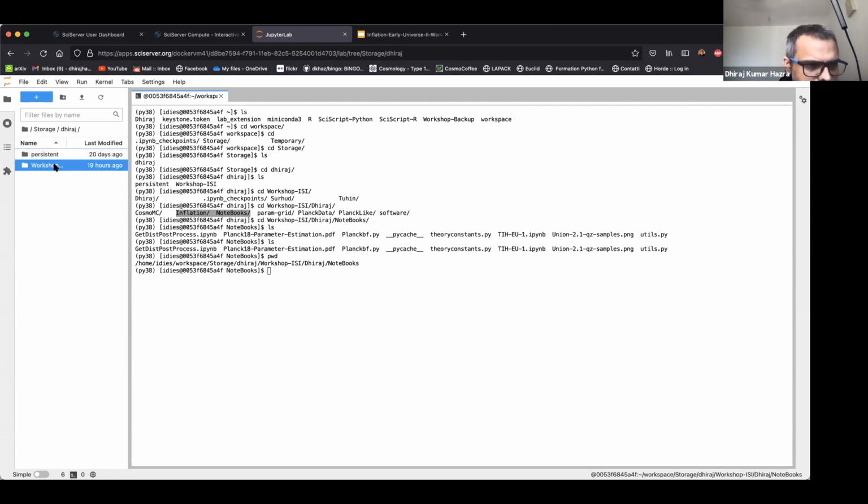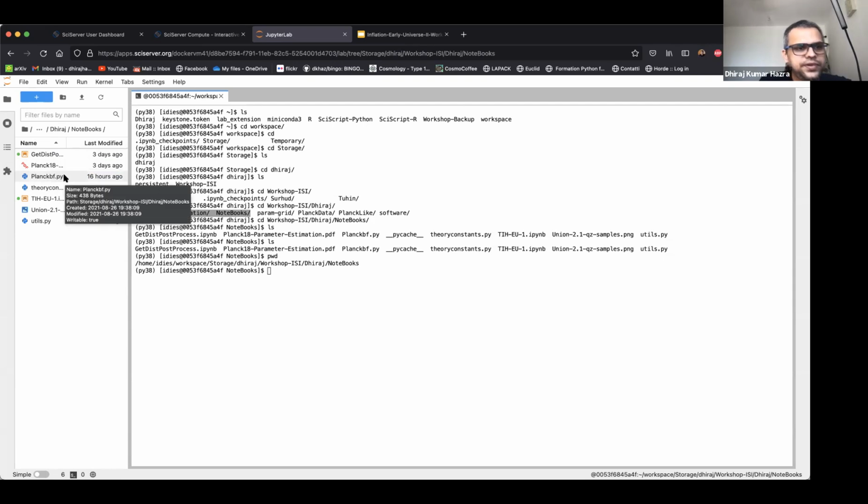Okay, I think in the notebook, yeah, for the notebook, I will need plank bf.py, theoryconstants.py and TIH-u1.py. Somebody is saying Rahul is okay. If you include, okay, since I created Workshop ISI, I didn't have to include anything. So I actually opened the container and then created Workshop ISI. So if you think that if you include Workshop ISI, it will work, then it's fine. But definitely copy all these things into your directory so that it is going to run on the server that you have been allotted to, okay?